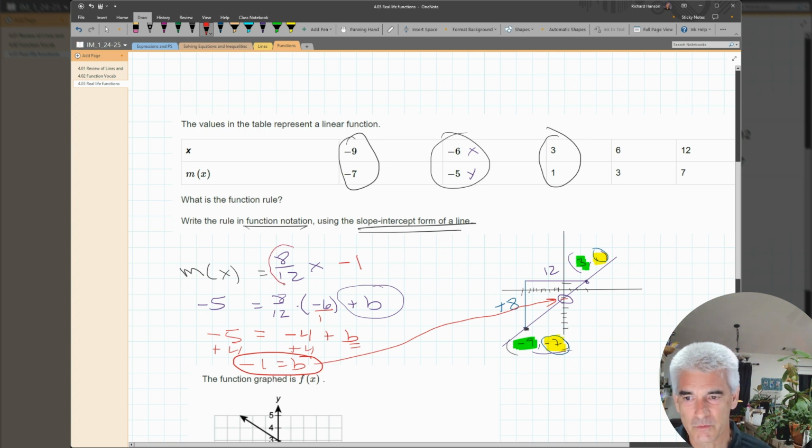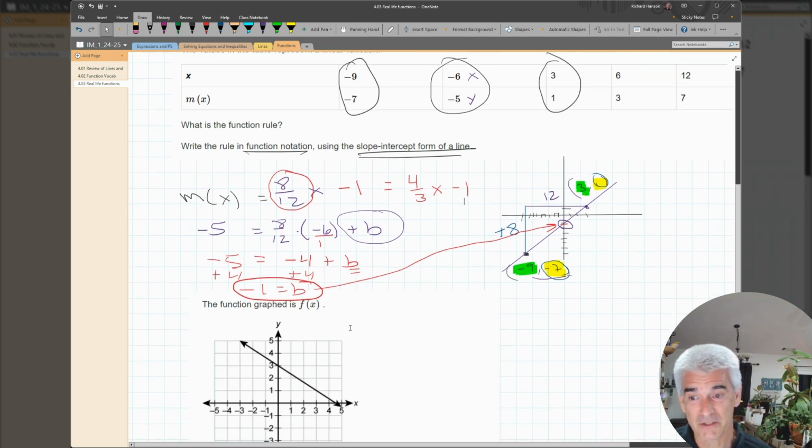K12 is not going to like this. We can reduce that. That becomes 4/3. So this is 4/3 x minus 1. This is all very doable. There's a lot of steps, but we can do it.